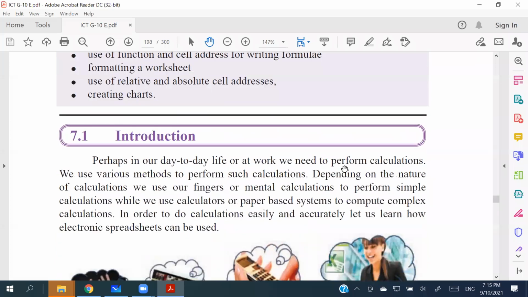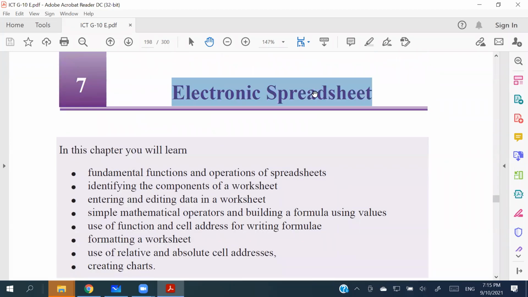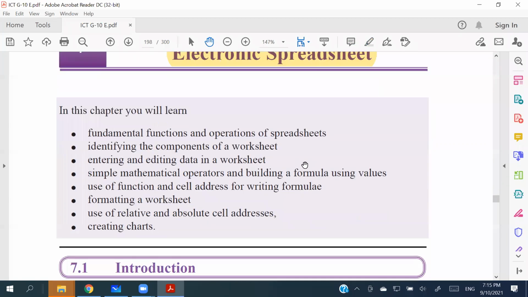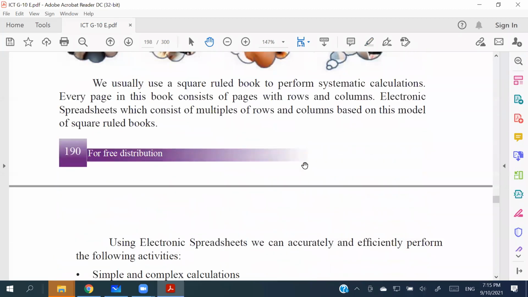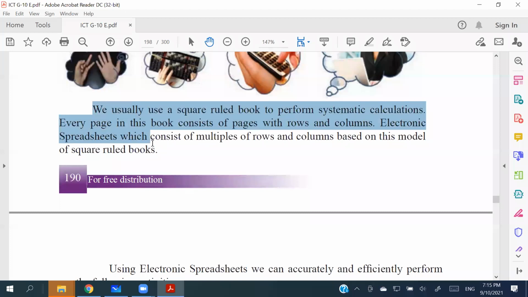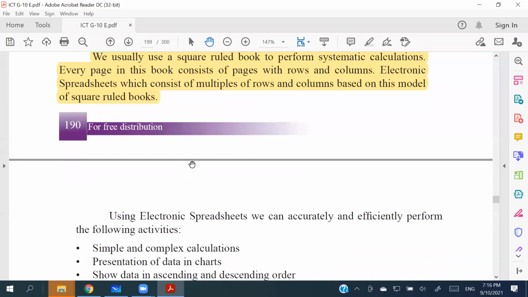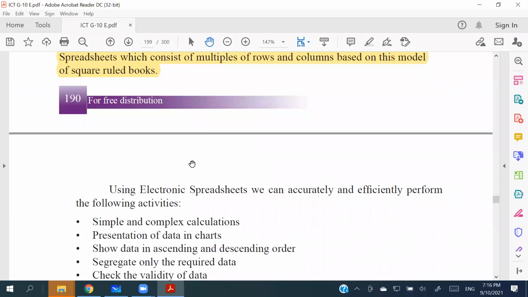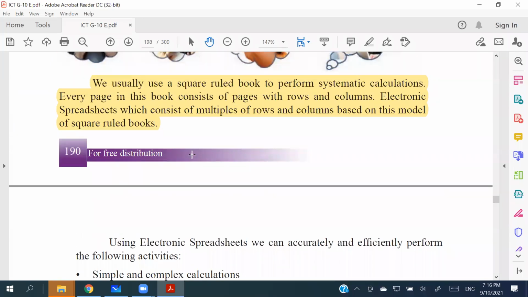So I ask you to write the heading, then at home, you need to copy this particular paragraph onto your book, right? Which describes what a spreadsheet is in simple terms. That is on page number 190. So please have that in your mind, or please note it down.